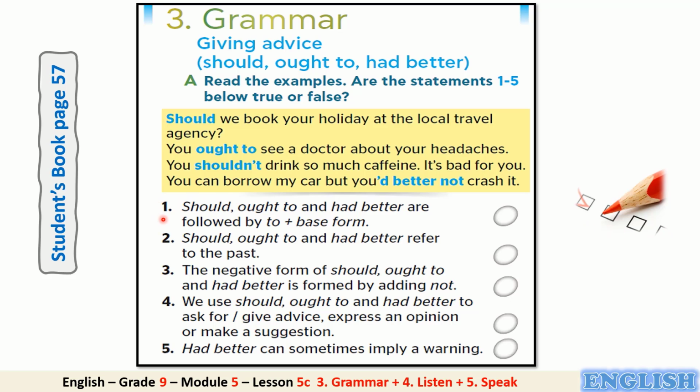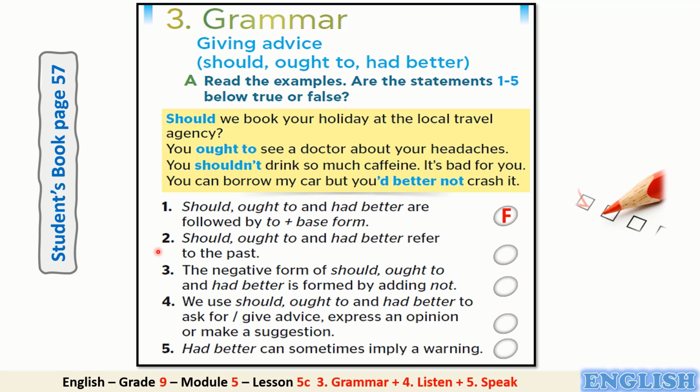Number 1. Should, ought to, and had better are followed by to plus base form. Is it true or false? Excellent, my students. It's false. Why? Because these verbs are followed by only the base form, without to.